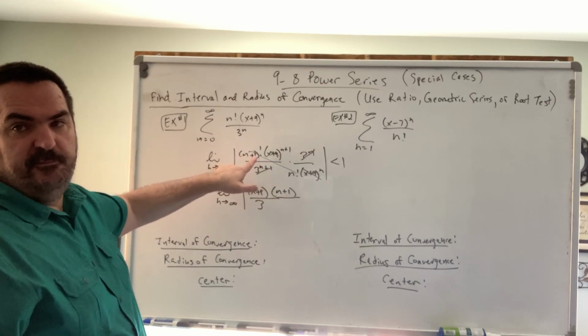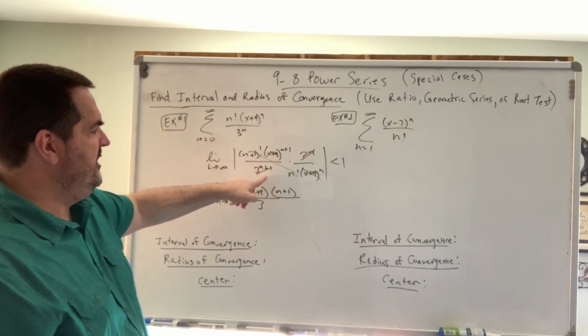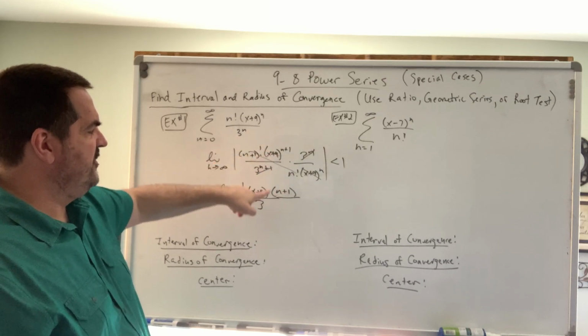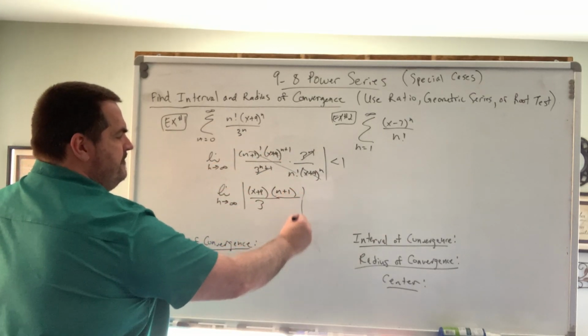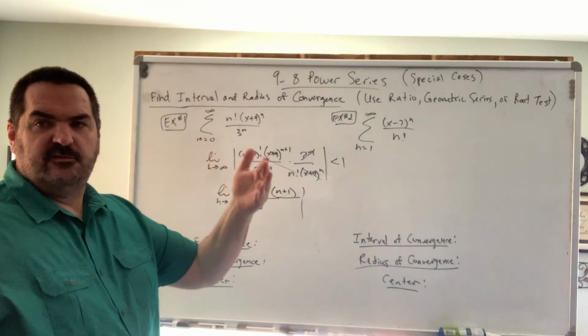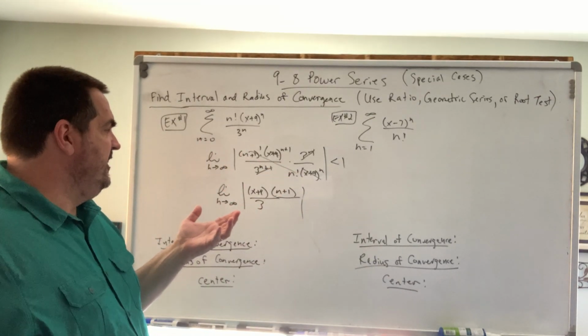The n factorial to n plus 1 factorial gives an n plus 1 on top, the extra 3 on the bottom and an extra x plus 9 on the bottom. But remember, we're doing a limit as n approaches infinity. If I plug in infinity, the top is bigger. So it's actually going to go to infinity.